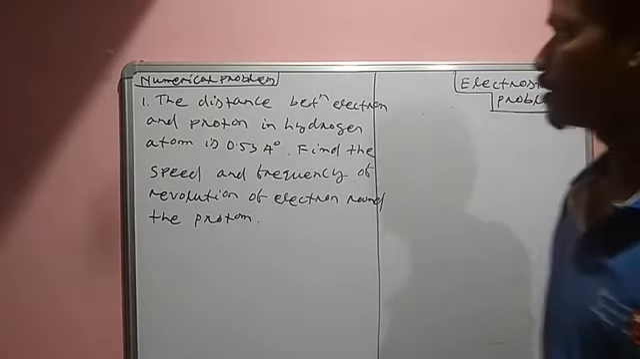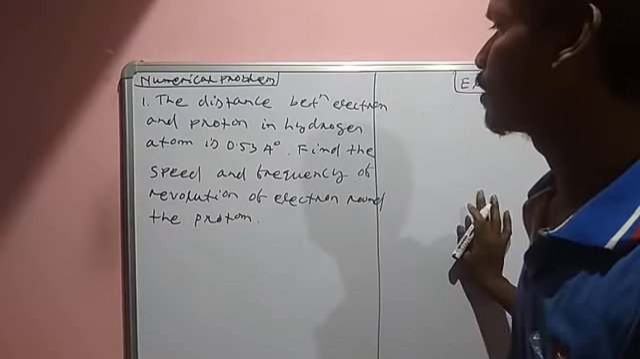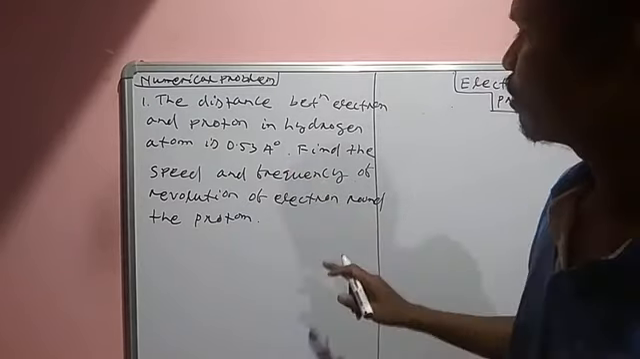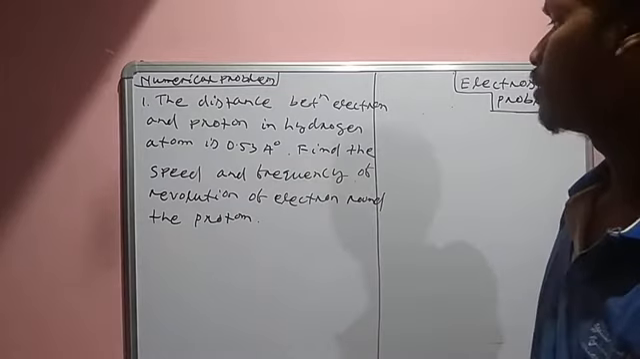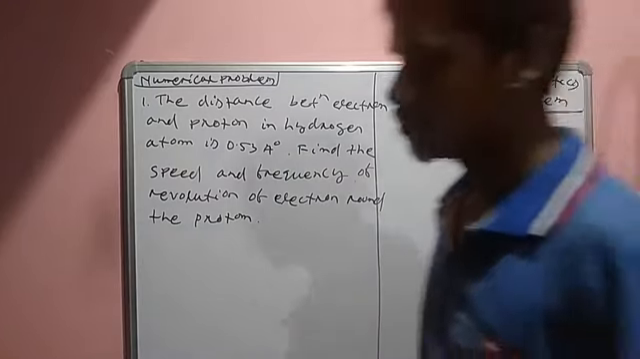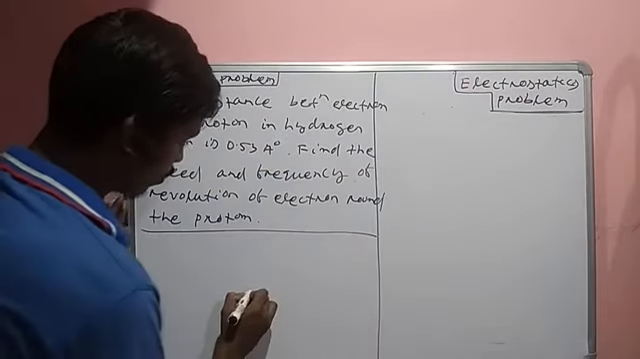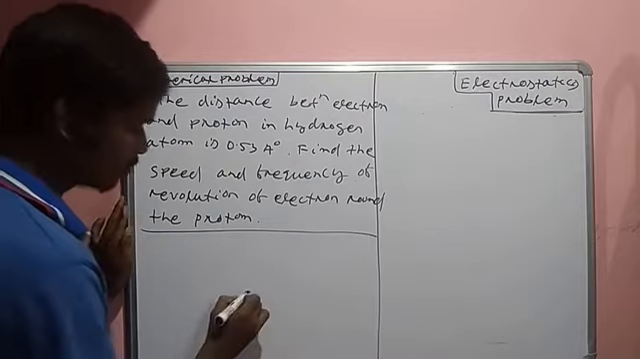Here another question is present. The distance between the electron and proton in a hydrogen atom is 0.53 angstrom. Find the speed and frequency of revolution of the electron around the proton. That means here the proton is present, the nucleus, the proton is present.